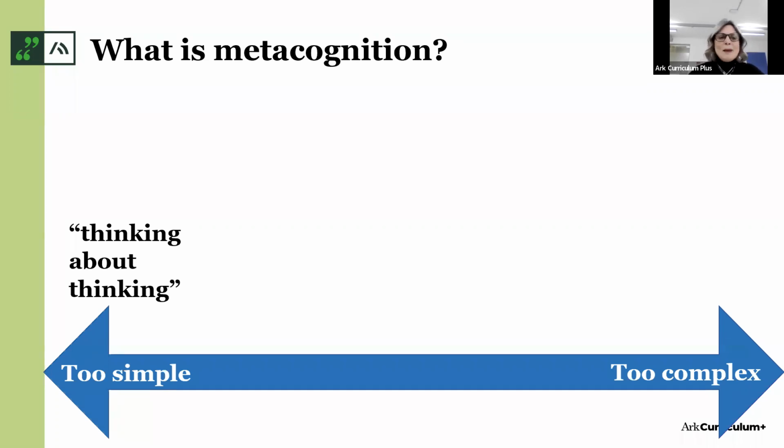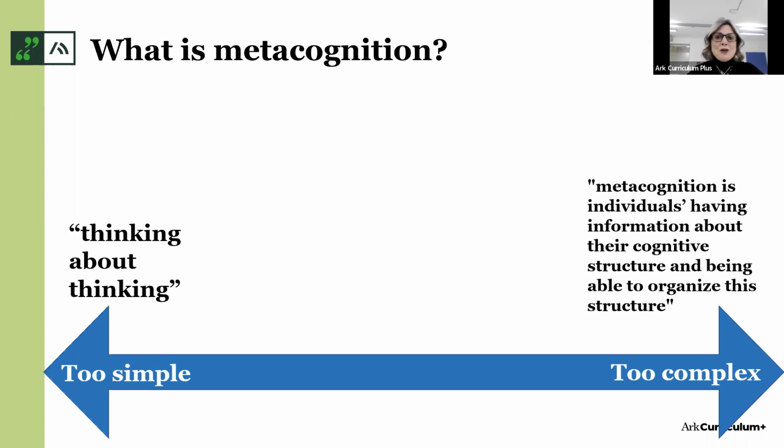But then when I started doing my PhD and I started digging into the research a bit deeper, at the other end of the spectrum, we get definitions like this. Metacognition is individuals having information about their cognitive structure and being able to organise this structure. Again, that felt a little bit too complicated for me to unpick in a classroom. However, in reality, practical metacognition that we use in the classroom probably falls in between.